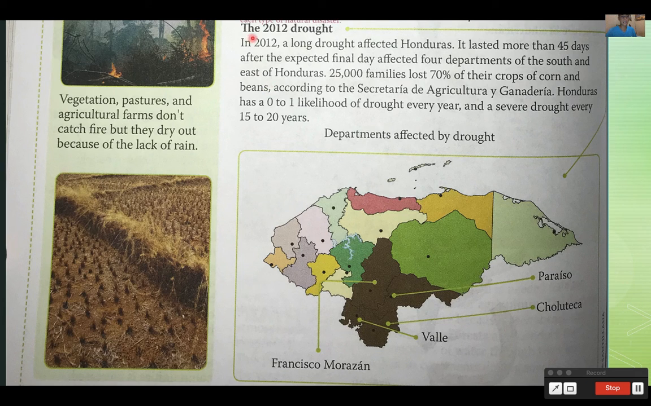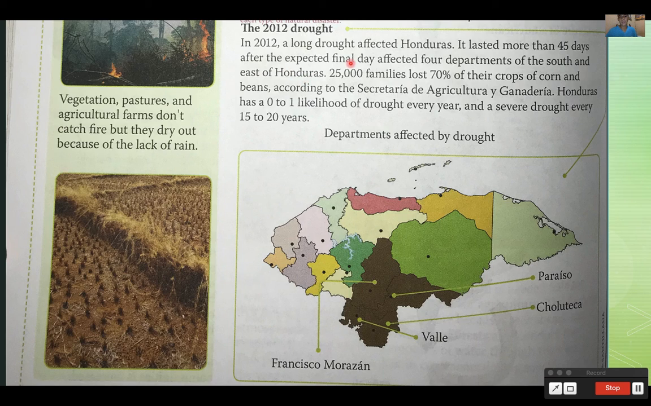Okay, we have the 2012 drought. Miren, en 2012 aquí en Honduras hubo una sequía. In 2012, a long drought affected Honduras. It lasted for more than 45 days after the expected final, and it affected four departments of the South and East Honduras. Miren, esta sequía duró 45 días aquí en nuestro país.